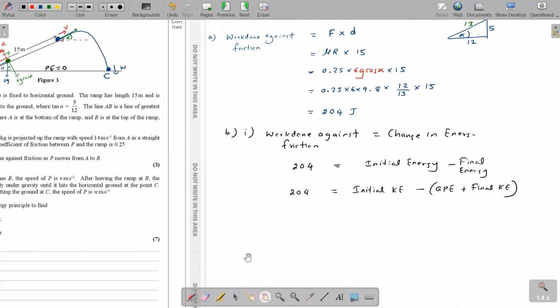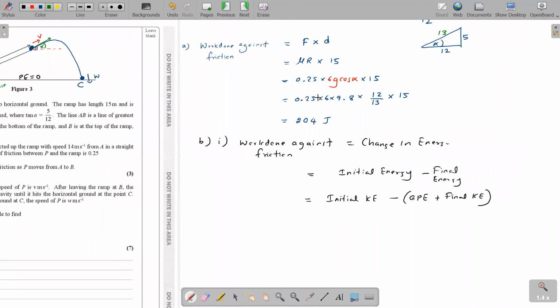Okay, so shall we use the value here? For the work done against friction, shall we use the full figure? The 0.25 into 6g cos alpha times 15. What I used here is this value over here. Now, the thing is 204 is a rounded off figure, right? So instead of using the rounded off figure, we will use the full value here and then we'll get our answer.